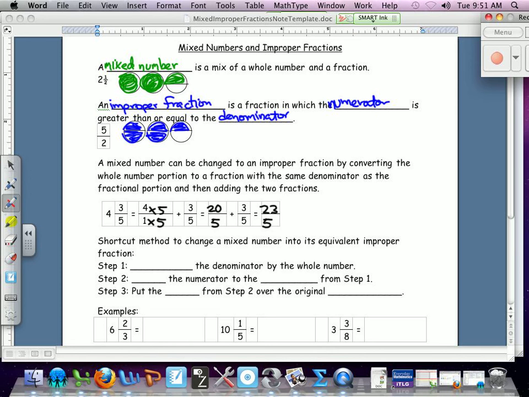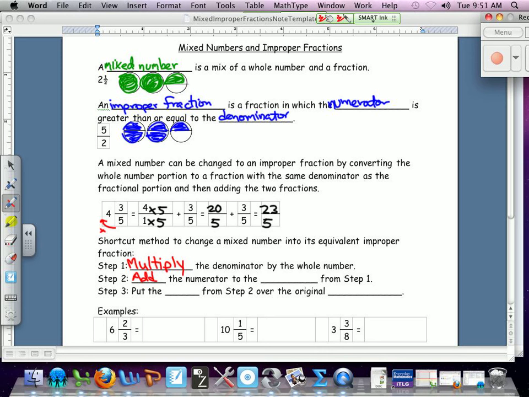So the shortcut method to change a mixed number into its equivalent improper fraction, step 1 is to multiply the denominator by the whole number. So in the previous example, that would be the 4 times 5, or the 5 times 4. That's telling me how many pieces that whole number is worth. It's worth 20 pieces if I'm breaking them up into fifths.